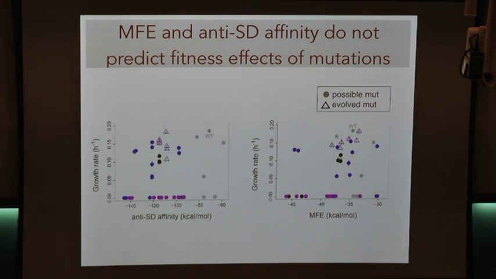And we made a bunch of these point mutations. So we said, okay, let's take all of the first 50 base pairs and make all point mutations in silico and predict what is the impact of these mutations on affinity to SD and for the minimum folding energy, which is a measure of mRNA structure. So if MFE is very high, it means the structure is very, very strong, right?